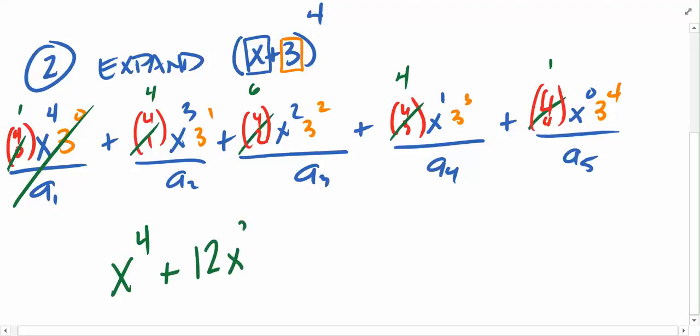That's 12x to the 3rd. Okay, did you guys see that real quick there? Did you see what I did? I multiplied 4 times the 3. That gives me my 12. And then I just have an x to the 3rd left over. You guys follow? Okay, good.